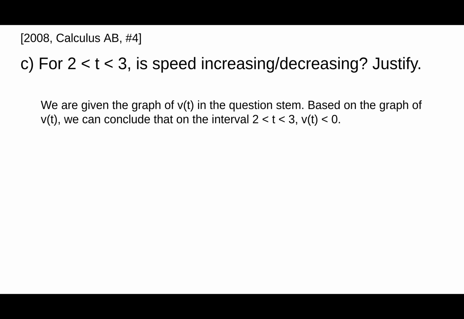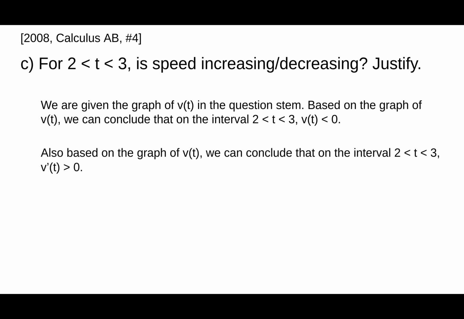Right? Based on the graph of v of t, we can conclude that on the interval from 2 to 3, v of t is in fact negative. Right? It's pretty obvious from looking at the graph. Right? But in order to determine if the speed is increasing or decreasing, we also need to know the acceleration of the particle on that same interval.